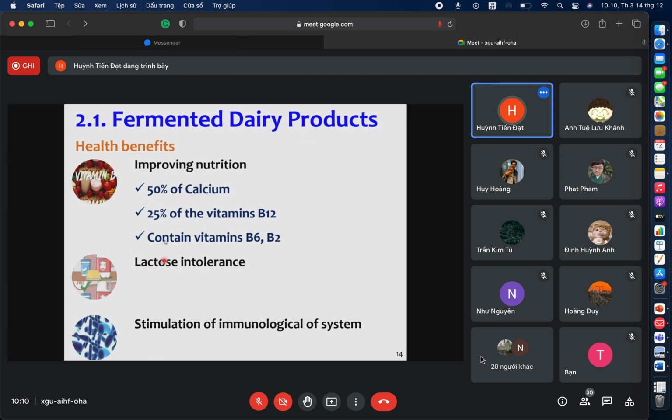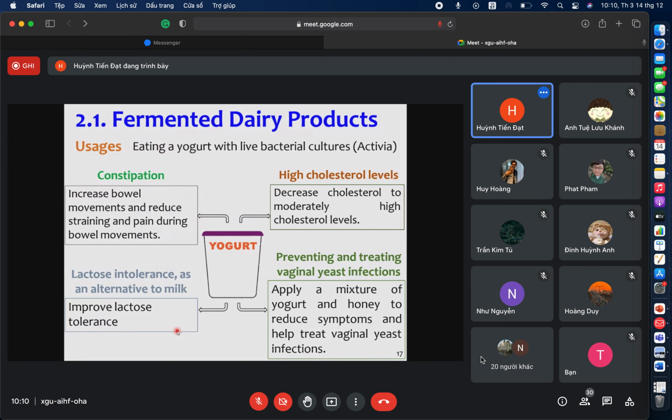Okay, so the next benefit of dairy products is that they contain probiotics that can stimulate the immunological system. This one can improve the immune system. The specific mechanism we will explain in the last part of this lecture. So eating yogurt, think about the benefits it can bring to the consumer. For example, it can reduce constipation by increasing bowel movement and reducing the strain and pain during bowel movement, so it is easier to excrete. It can also decrease the cholesterol level.